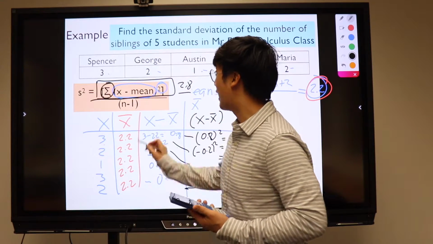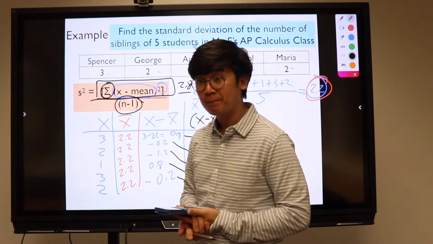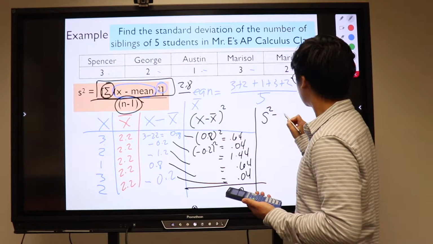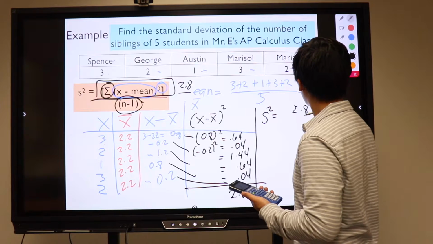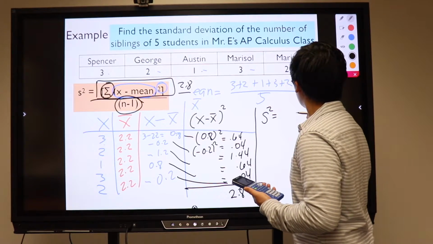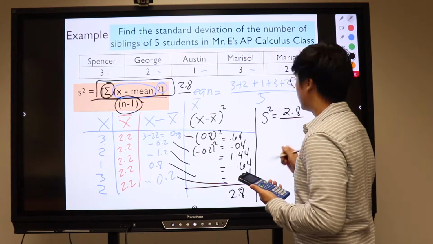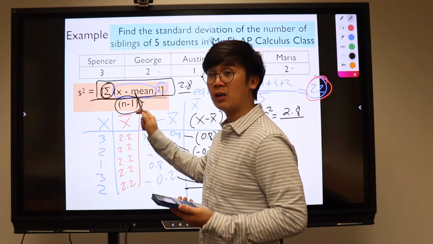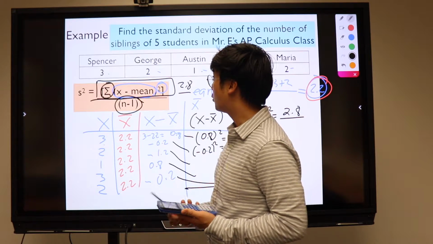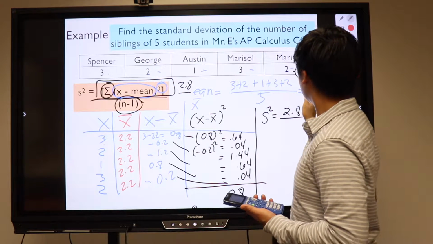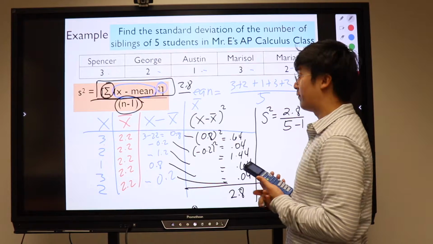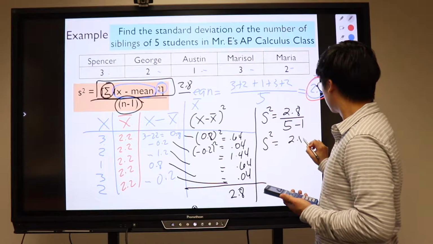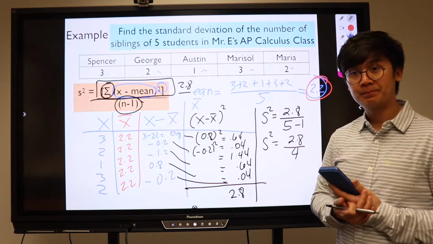We just need to figure out n minus 1. And what is n minus 1? What is n minus 1 in our formula? N is the number of data sets. How many data sets do we have? 5 minus 1. And what is 5 minus 1? It is 4.